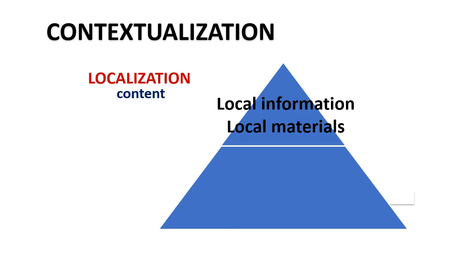So when we relate local information and local materials to the content, when we teach content making use of local information and local materials, then that is simply known as localization. And that is the simplest way of contextualizing because the teacher can do the localization alone. When he or she enhances his or her lesson, that is already localization. So he or she can do it alone, the localizing, the simplest way of contextualizing.